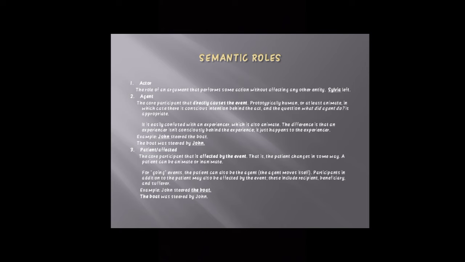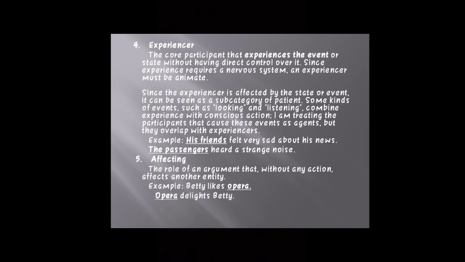Number 3 is patient or affected. The entity that is affected by an event or process. Number 4 is experiencer. The core participant that experiences the event or state without having direct control over it. For example, she had a bad dream. Number 5 is affecting. The role of an argument without action that affects the other entity. For example, Jonah liked K-drama movies.